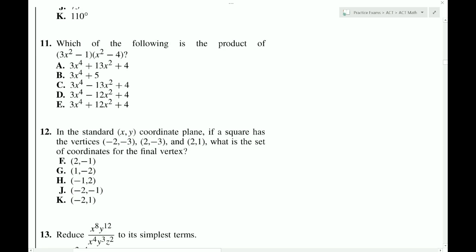Which of the following is the product of these? So let's just rewrite. And x squared minus 4. So at this point we have to do a double distribution. We start by distributing this to here. So that gives me 3 times x squared, and x squared makes x to the fourth, right? We add the exponents. Then I do the second piece. That gives me minus, because it's minus times plus, 4 times 3 is 12, x squared.